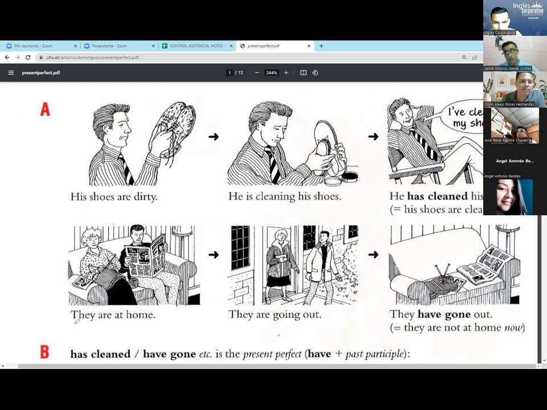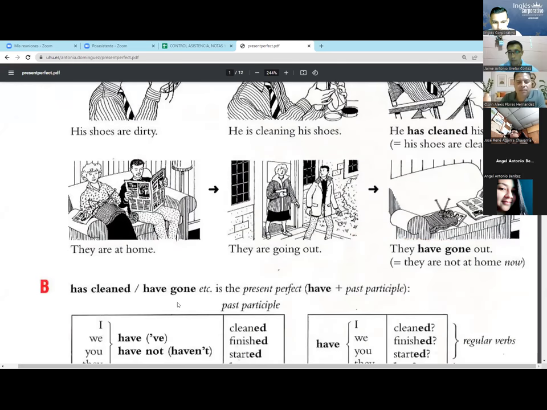Also, we have Mr. Osbin. Can you help me to read this one? They are at home. Excellent. Next. They are going up. In present perfect, they have gone up. They have gone out. Ellos han salido. They have gone out. Okay.